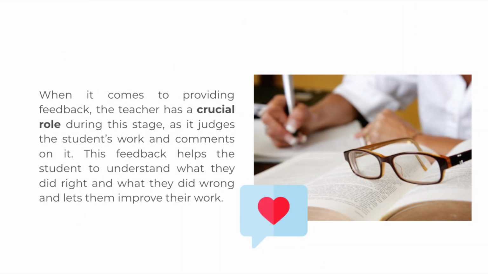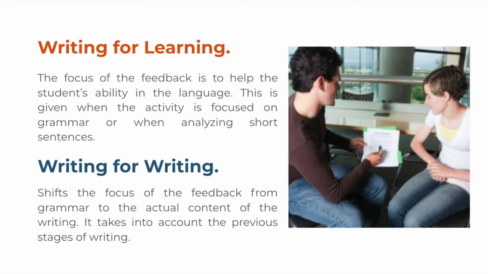When it comes to providing feedback, the teacher has a crucial role during this stage, as he judges the student's work and comments on it. This feedback helps the student to understand what they did right and what they did wrong, and lets them improve their work. And as mentioned earlier, on writing we have two objectives: writing for learning and writing for writing.